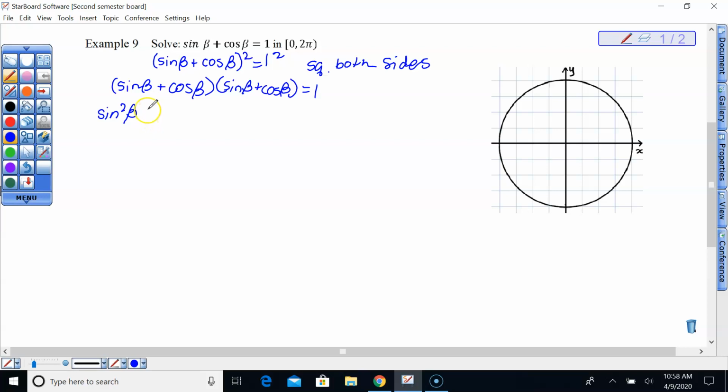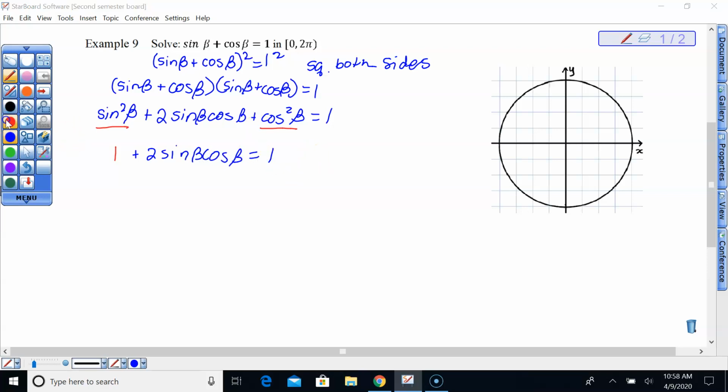So that's sine squared beta plus sine beta cosine beta plus sine beta cosine beta is 2 sine beta cosine beta plus cosine squared beta equals 1. Okay, so there we have that. And it looks way more complex now. However, look here, we have a Pythagorean identity here, so we can replace sine squared beta plus cosine squared beta with 1. All right, so we have 1 plus 2 sine beta cosine beta equals 1.